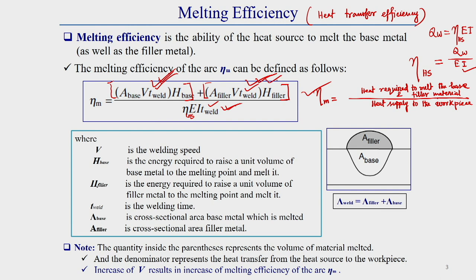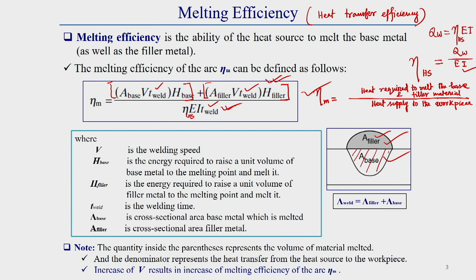And how do we calculate the second term of this heat energy? We can calculate it by checking the cross-section view of the weld bead. Once we cut the cross section, we get the overall cross-section view of the molten metal zone. In this zone, the top portion represents the cross-sectional area of the filler material, and the bottom portion represents the cross-sectional area of the base material. So the base material melting region is this lower portion, and the filler material deposition portion is the top portion. Here A filler means the area of filler material, and A base means the area of base material.